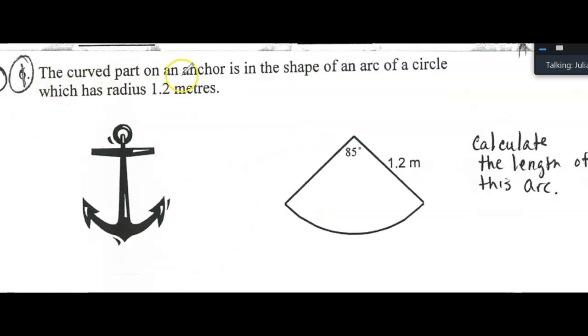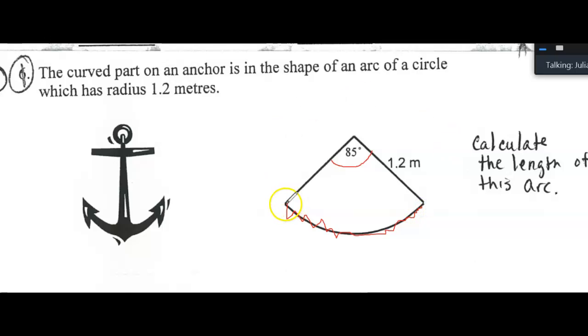Okay, this says the curved part of an anchor is in the shape of an arc of a circle, which has a radius of 1.2 meters. So here's my radius, right here. This is the degree I want. It wants to know the length of the arc. So it wants this piece right here. How long is this piece right here? So that's what I want to know.